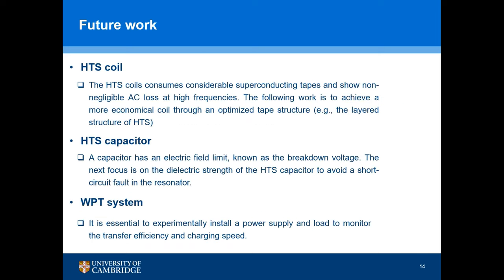Finally, future work continues. The superconducting coils have consumed considerable superconducting tapes and show non-negligible AC loss at high frequencies. The follow-up work is to achieve a more economical coil through an optimized tape structure. For example, the thickness of the layered structure of superconducting tapes can be used to adjust the resonant frequency.